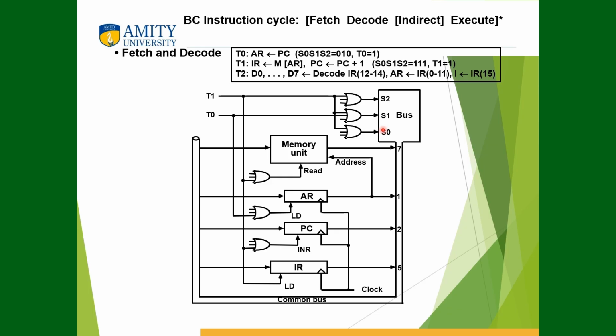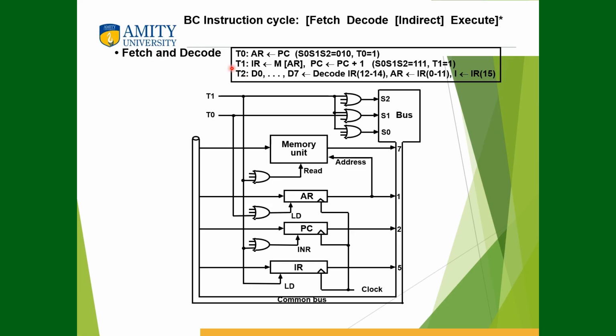for the select lines. Now at the first step T0, AR is loaded with PC, hence the selection line has to be 0 1 0, which is selecting PC to be transferred to the bus, and for that T0 has to be 1. When T0 is 1, so we get 0 1 0 and PC is transferred. With T0 1 we also see that it loads AR, hence the data from PC gets to the bus and it is then loaded into the AR.